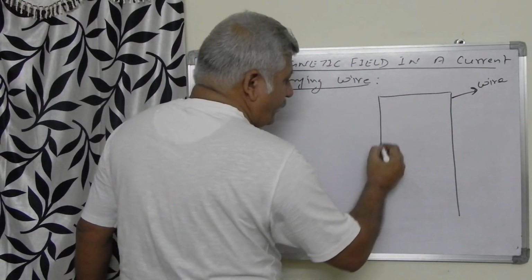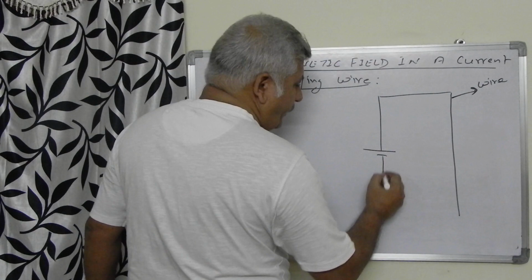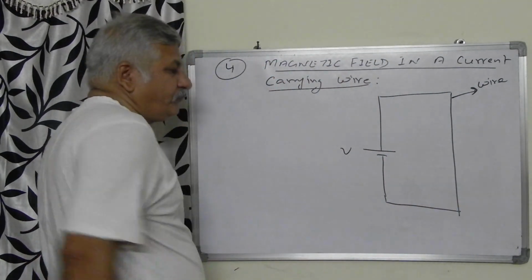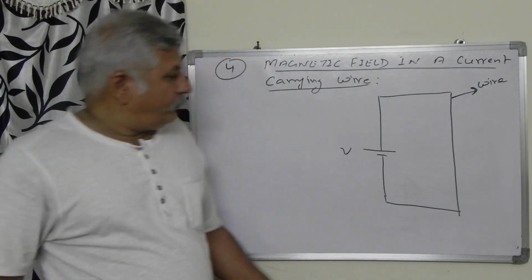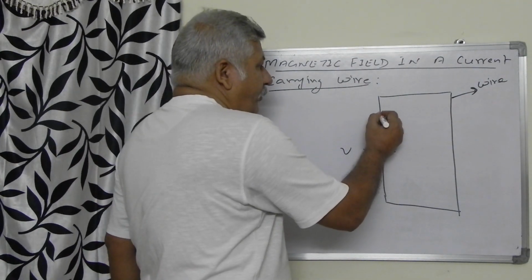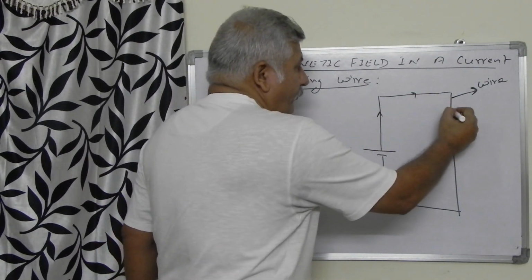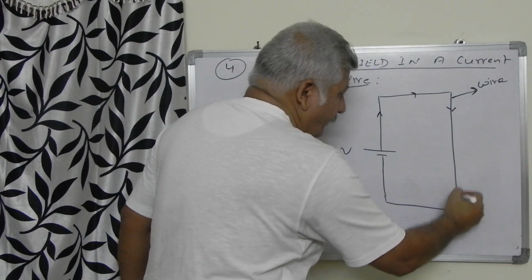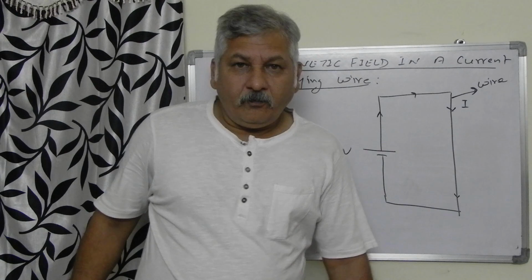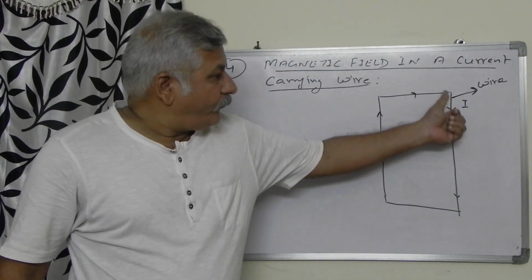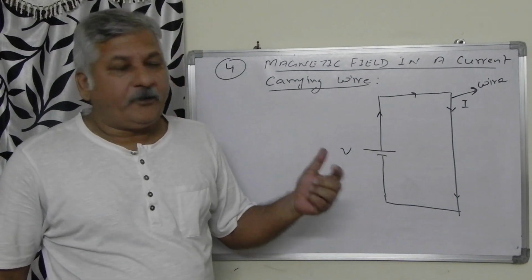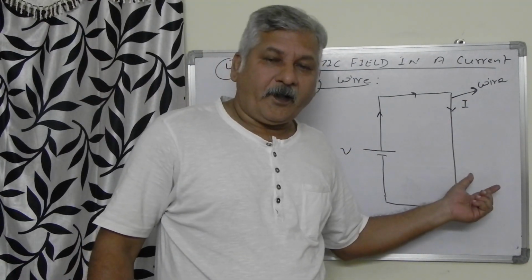Now we connect one battery, one voltage source, to this wire. With the help of this voltage source, one current will start flowing through this wire. Let us assume this current is I. Now due to the flow of the current, the magnetic field will be produced around this wire.